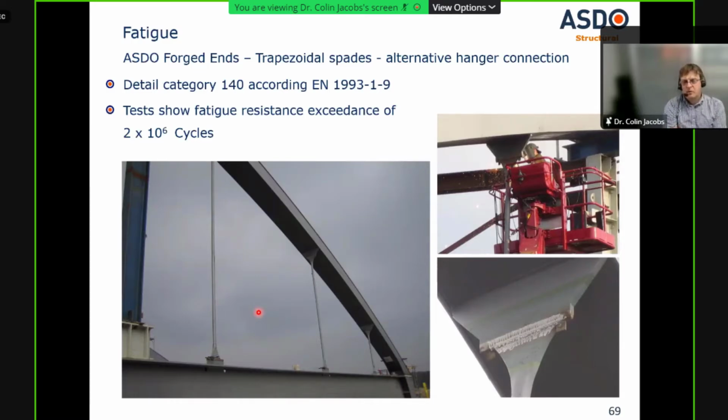I mentioned before that we also have provided forged ends. This is a system common in Germany, particularly for some of the infrastructure projects where they prefer to see a welded detail. And this detail category is actually 140, so very onerous, but we can still make this and get fatigue resistance in excess of 2 million cycles. So here you can see we forged the ends of the bar, we flatten out the area, allowing a nice horizontal full penetration weld to 2 sides.